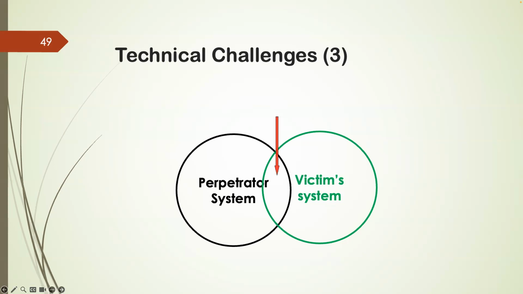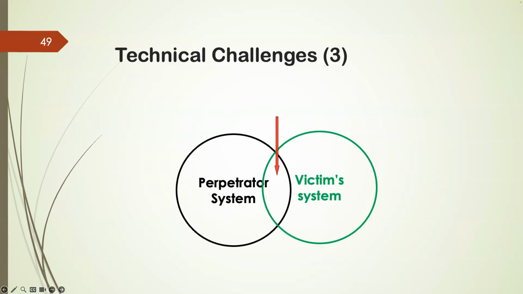Whereas in digital forensics, you have two different locations. One is the victim system. This is the system that the victim was using. It will have its own RAM. It will have its own hard drive. There will be a different set of processes running on the system and so on. And the other will be the perpetrator or the attacker system.